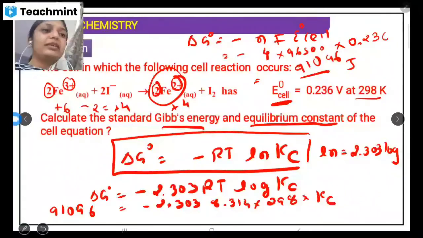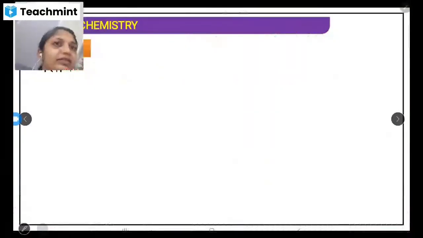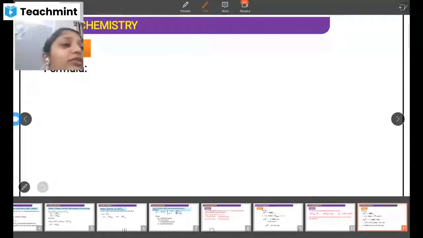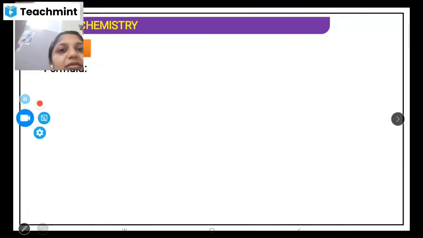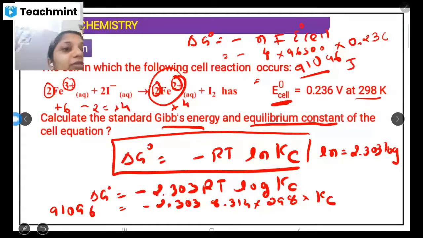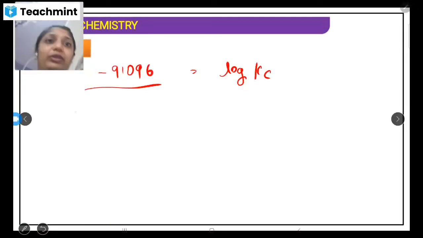તો બધી જ વેલ્યુને લેફ્ટ સાઈડ પર લઈ આવીએ. આપણે અલગથી એક સ્લાઇડ લઈ લઈએ અને સોલ્વ કરતા જઈએ. એક મિનિટ. Yes, we have this. So students, શું કરીશું? Value is 91096. લેફ્ટ સાઈડ 91096 માઇનસ સાઇન પણ આ બાજુ આવી જશે. આ તરફ જસ્ટ રાખવાનું છે log Kc divided by 2.303.